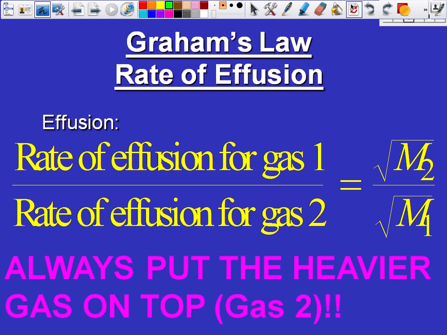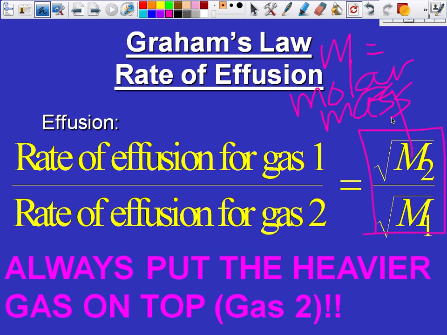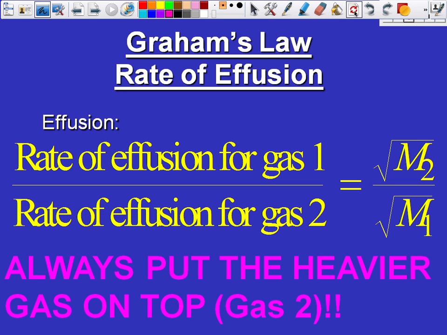Why would we do that? Because if you put the heavier gas on bottom, and when I say on top, I am specifically referring to the mathematical aspect of this, the square root version. Oh, my apologies, I need to state this. M stands for the molar mass. My apologies, I did need to make sure you knew that. Okay, M is the molar mass. So why don't we put the higher one on bottom? Well, if you put it on bottom, you're going to end up with a fraction or a decimal. That does us no good. So make sure you put the heavier gas on top.